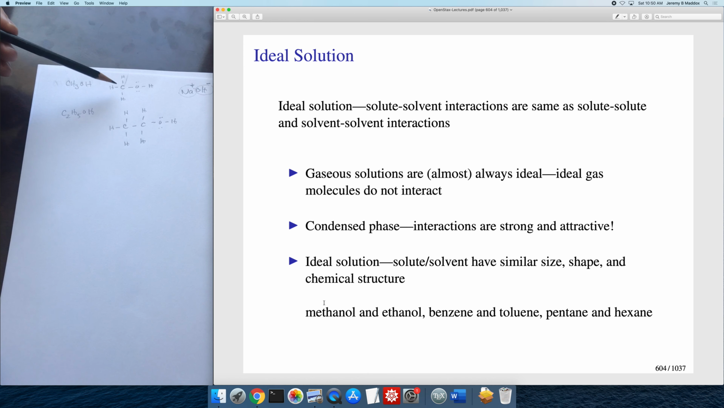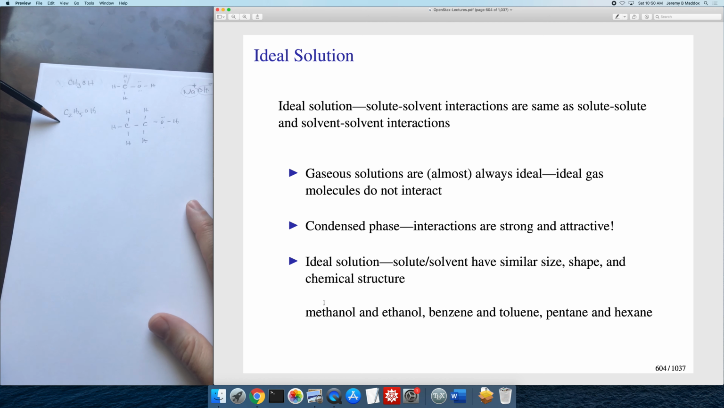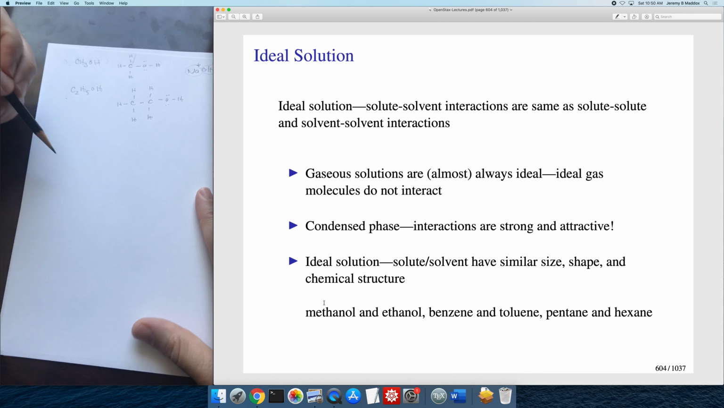Ethanol is not that much bigger than methanol. And so these two compounds, they're both liquids. They form an ideal solution. Methanol is the active ingredient in windshield wiper fluid. Ethanol, as you know, is the active ingredient in alcoholic beverages. It also has a lot of uses in chemistry as a solvent. So these two form an ideal solution.